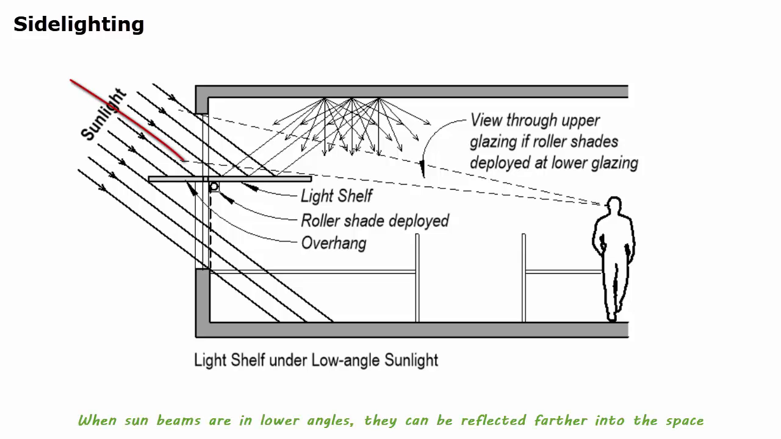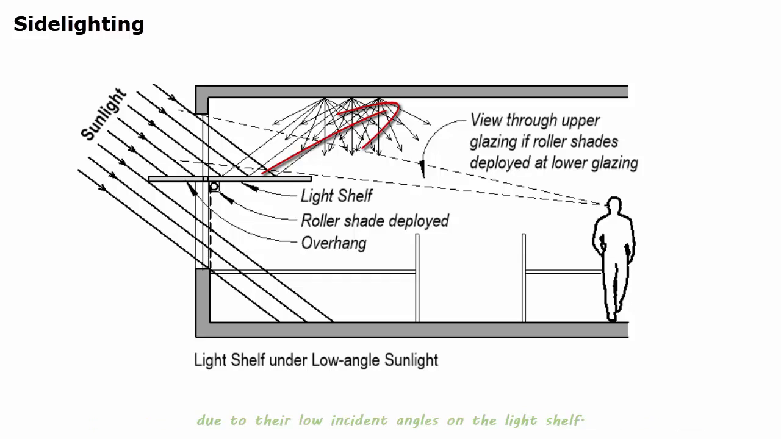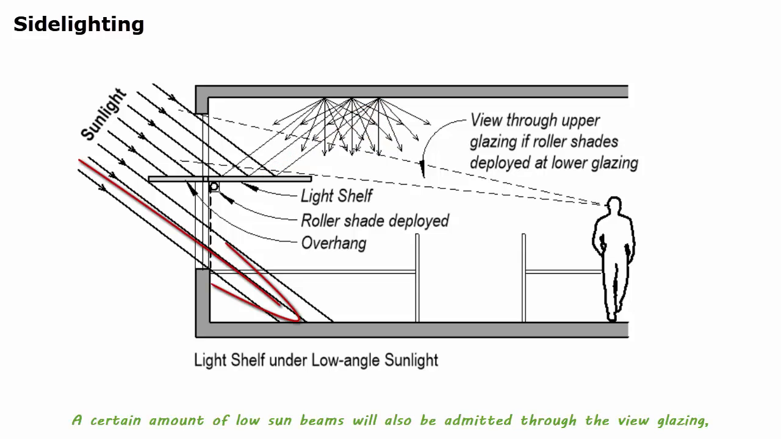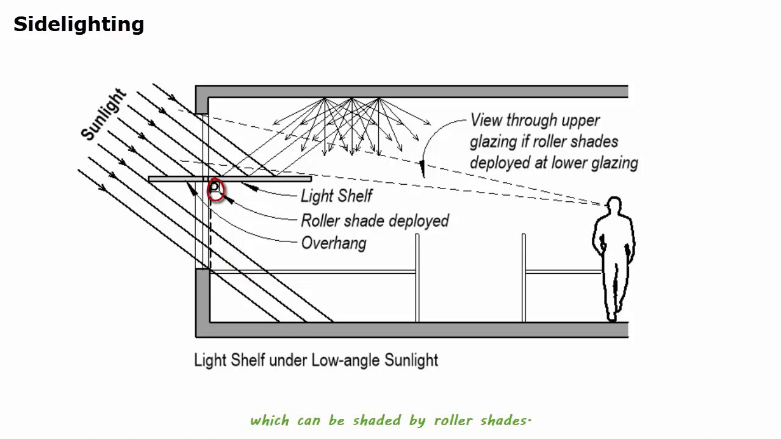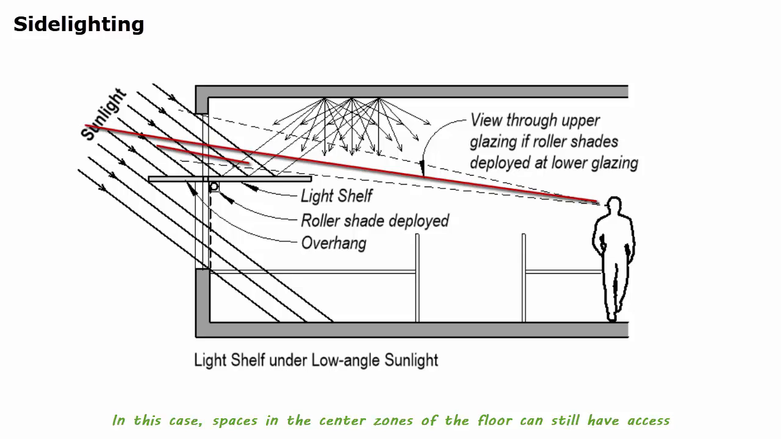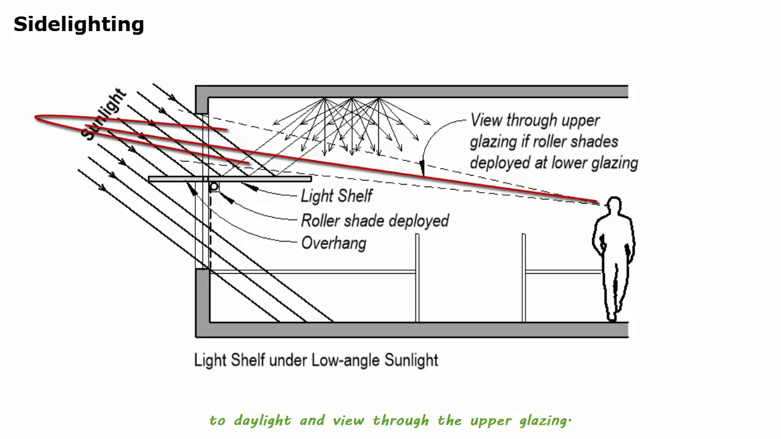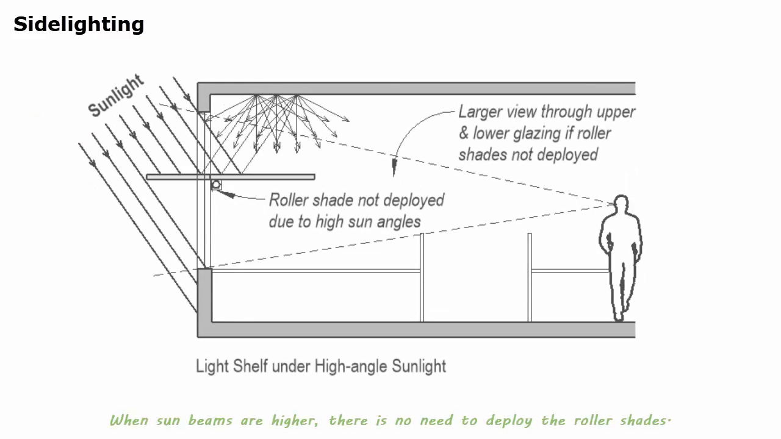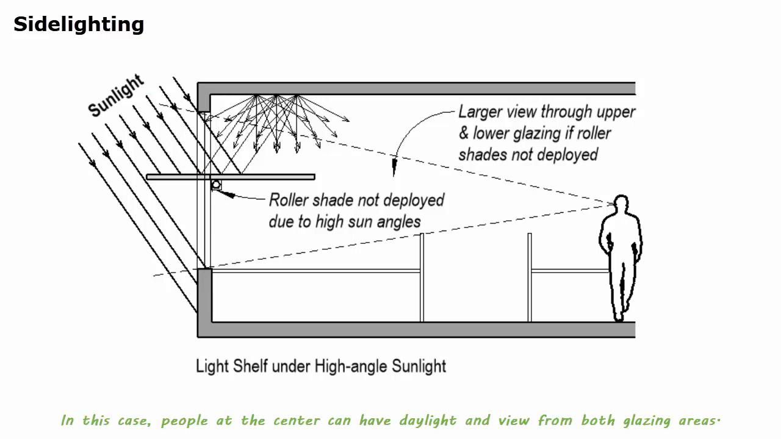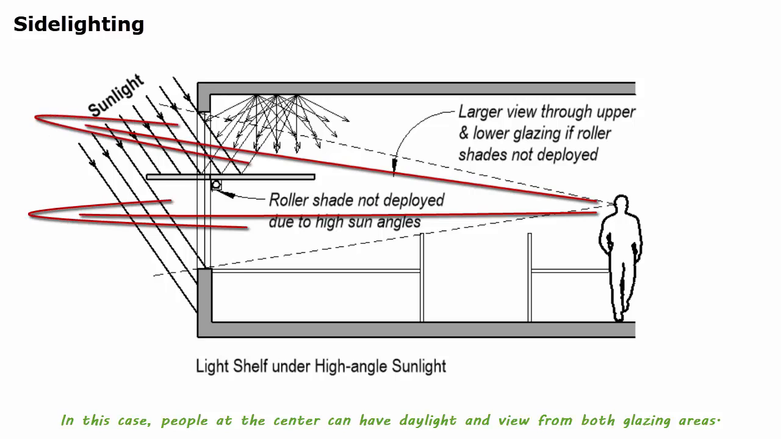When sunbeams are in lower angles, they can be reflected farther into the space due to their low incident angles on the light shelf. A certain amount of low sunbeams will also be emitted through the view glazing, which can be shaded by roller shades. In this case, spaces in the center zones of the floor can still have access to daylight and view through the upper glazing. When sunbeams are higher, there is no need to deploy the roller shades. In this case, people at the center can have daylight and view from both glazing areas.